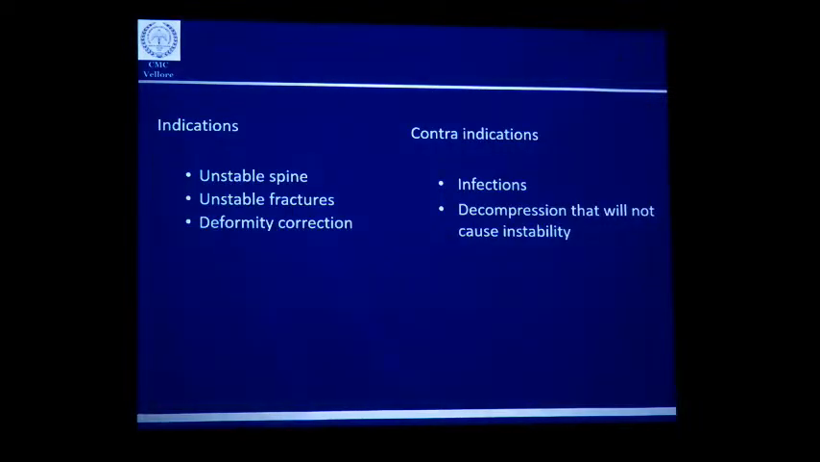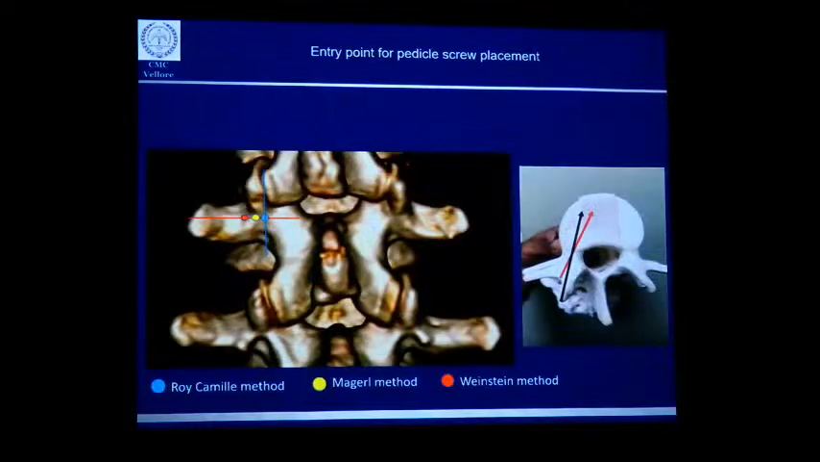So you know the indications. Basically, it is an unstable spine for any reason. Contraindications are any active infections, or a situation where you don't destabilize the spine while doing a decompression, so the fixation is not needed.